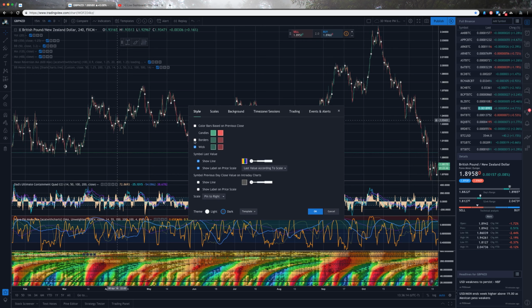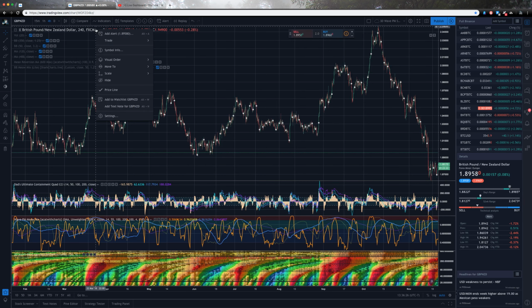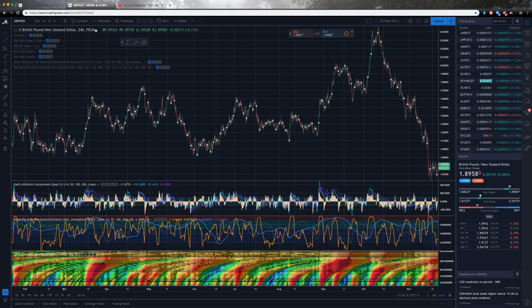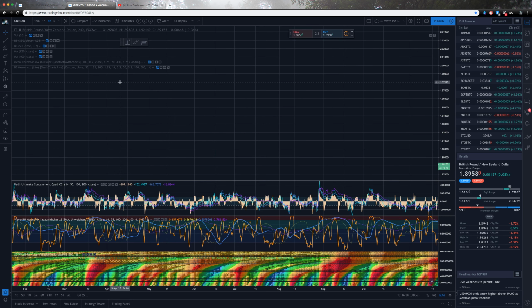Okay, not what I wanted. Does anybody know how to hide the candles? I know it's possible. I'm just not really familiar. I've never done this before. Price line. Perfect. Nope. Hide. Excellent. Cool. Well, we're going to trade this chart using only 3 indicators on the 15-minute chart.